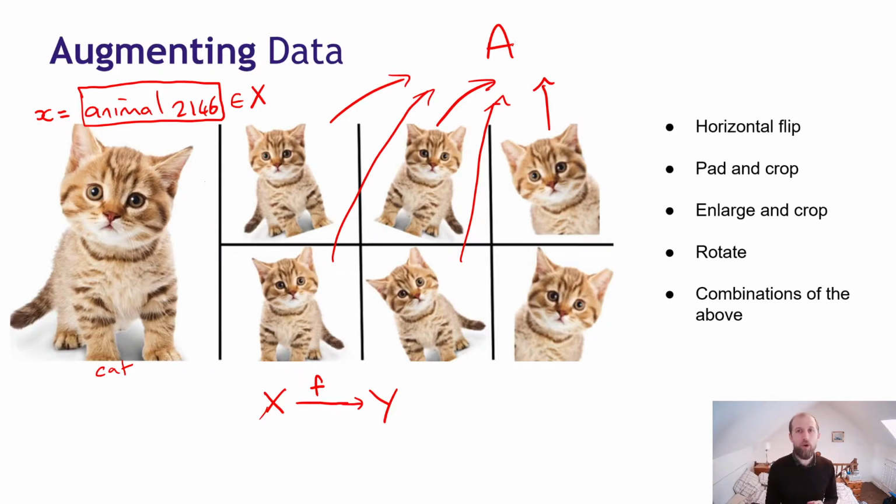So what you do now is essentially for each of these, you try to match them to the label animal 2146. So you do A to this dataset X. You're trying to create a neural network to go from your augmented data to your original data, or to the same label as your original data. And you're actually going to use the same neural network as before, or convolutional neural network.